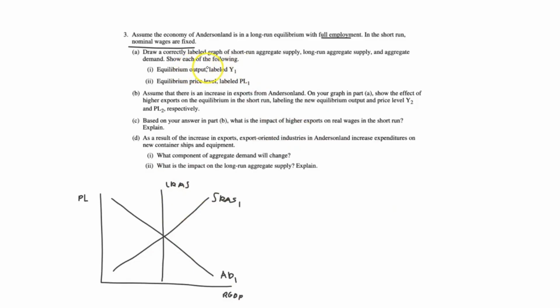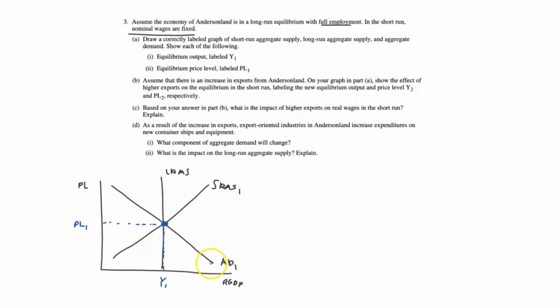So now we need to show each of the following: the equilibrium output and the equilibrium price level. Okay, so we just have to find the intersection between our short run aggregate supply and aggregate demand, and then go down. So you see our price level is over here. We'll label PL1, and then our output is Y1. All right, it says assume there is an increase in exports from Anderson land. On your graph in part A, show the effect of higher exports on the equilibrium in the short run, labeling the new equilibrium output and price level Y2 and PL2 respectively.